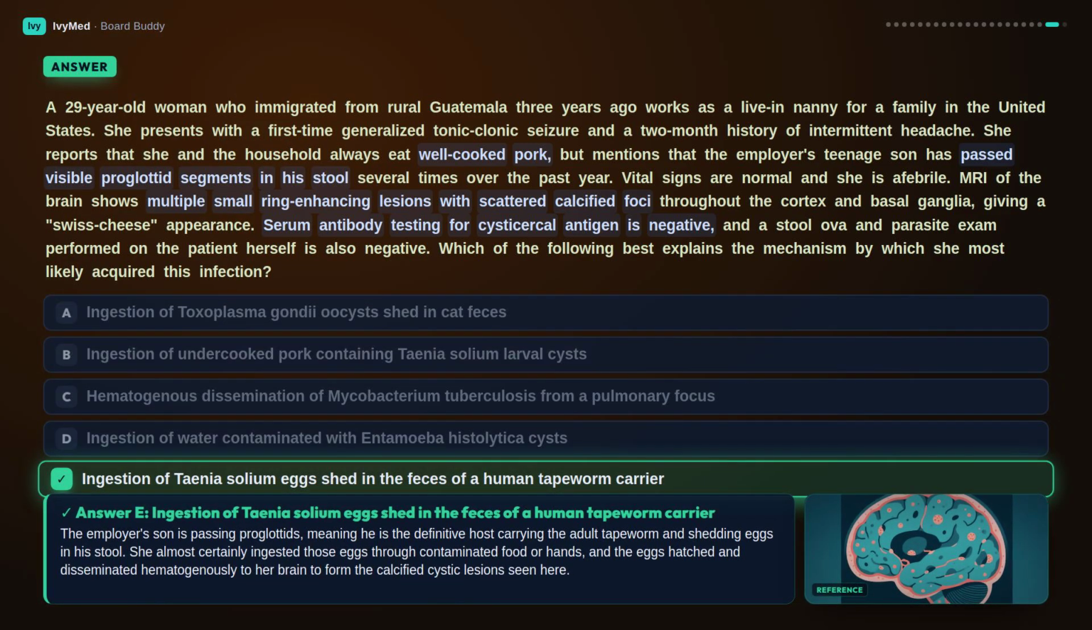It's E. The employer's son is passing proglottids, meaning he is the definitive host carrying the adult tapeworm and shedding eggs in his stool. She almost certainly ingested those eggs through contaminated food or hands, and the eggs hatched and disseminated hematogenously to her brain to form the calcified cystic lesions seen here.